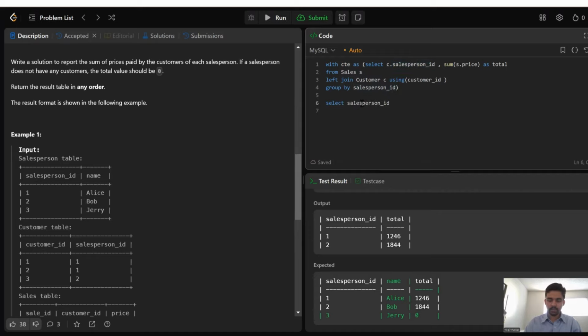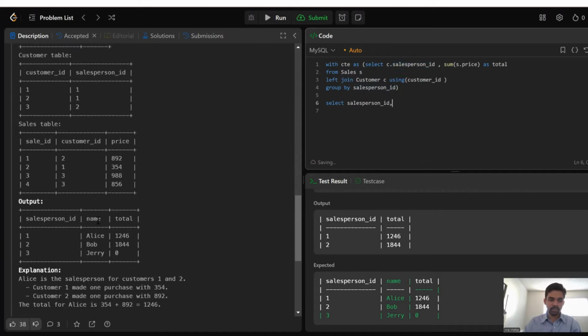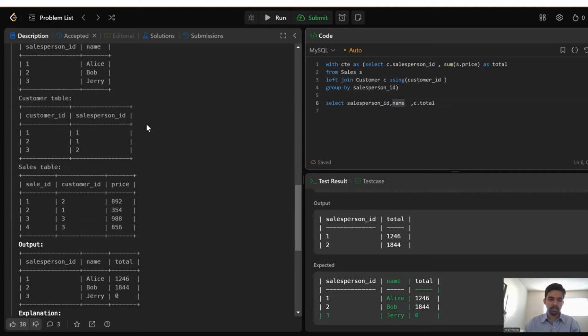Select salesperson, comma. The output states that we want salesperson first, name second, and third would be total. So I would give alias as total. Okay, C. For this particular thing, I would name it as S dot C dot. And from which table?